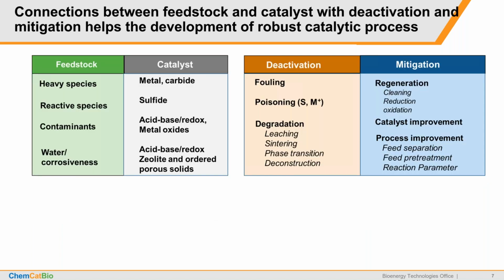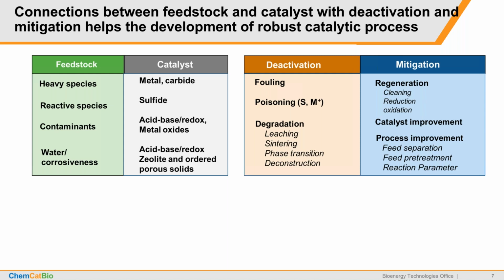So here, in the next few slides, I will provide a summary of how these unique properties of biomass-derived feedstock could cause catalyst deactivation on different types of catalysts we normally use for biomass conversion, and how mitigation approaches can be used to address those issues. This information is based on results reported in the literature or on our research at ChemCatBio.